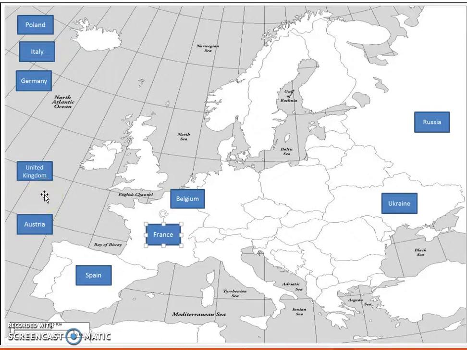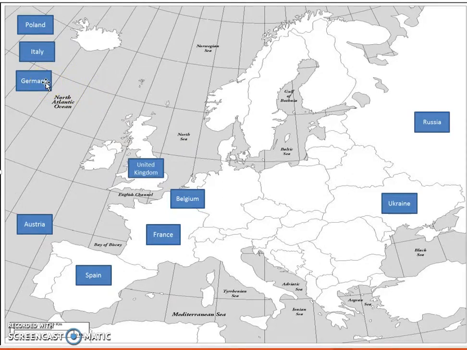Find the country of the UK. The reason it is called the UK is that it used to be 4 different separate countries. It used to be Wales, Scotland. Scotland's up here, Wales is over here, Northern Ireland, and then England here. Now they make up one country. This is all areas of the United Kingdom.